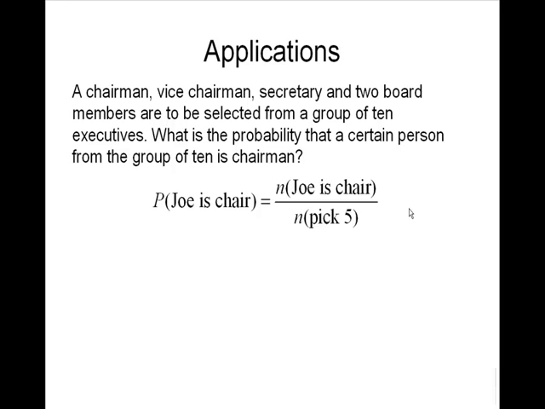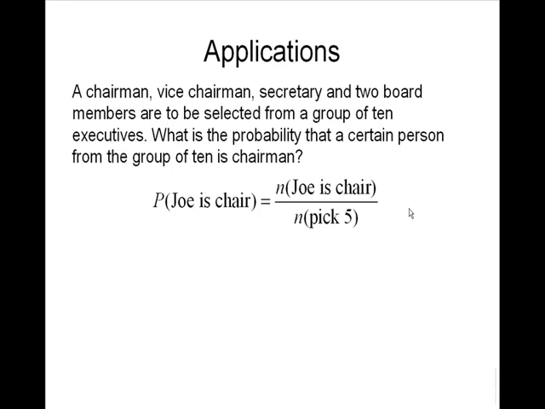So what we have to be careful about is 3 of these people, the chairman, the vice chairman, and the secretary, are ranked. So when we work with that part of the problem, that's going to have to be permutations. When we work with the 2 board members, now they are unranked, and so the order doesn't make a bit of difference there. There I'm going to have to use combinations.